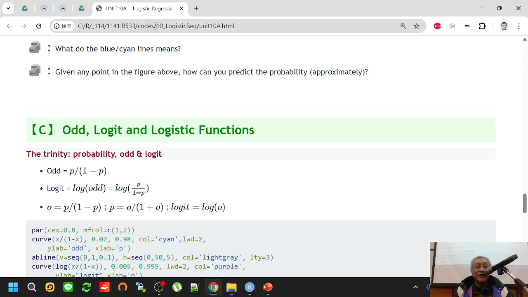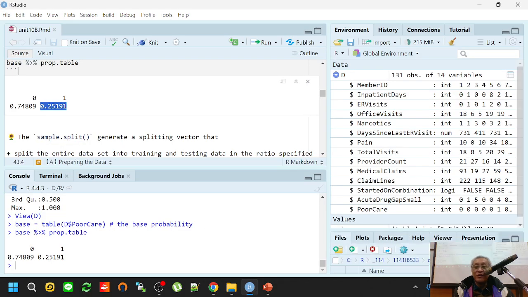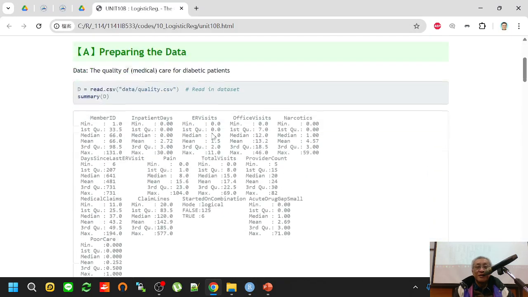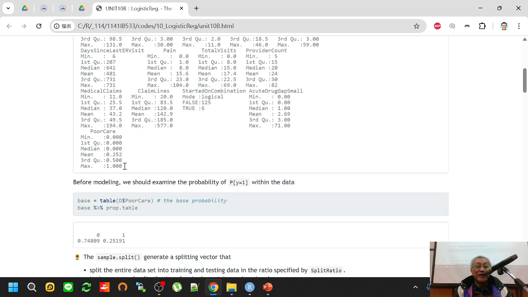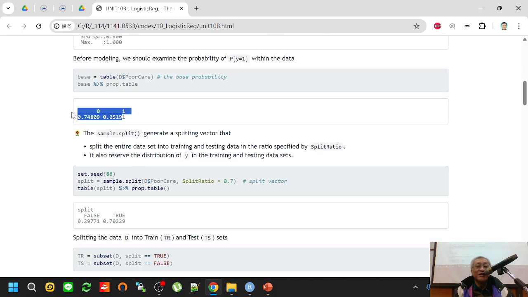Let's take a look at the notebook in the browser. Okay, so this is the member ID, and this is the medical record, and here is our target variable, which is poor care, and it only has two values, 0 and 1. The mean is about 0.25, as we can see here.